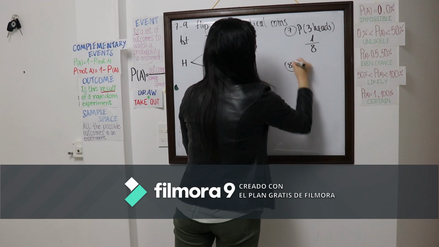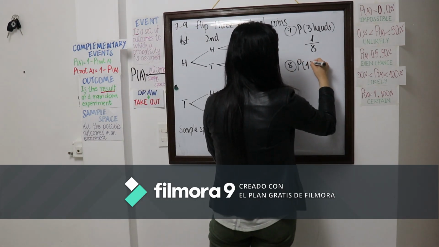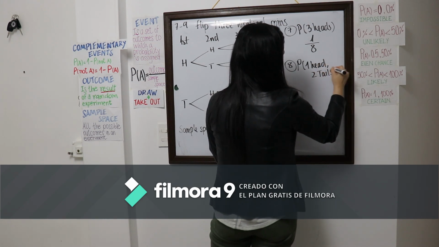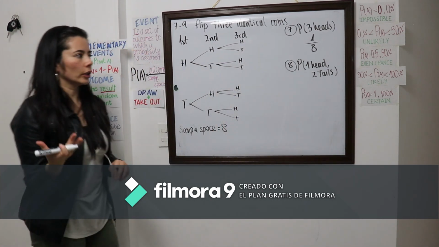Let's do number 8. Number 8 says get the probability of 1 head and 2 tails. Okay? So now I'm going to erase over here and then I'm going to look for that again.